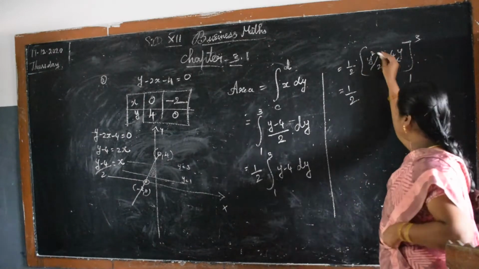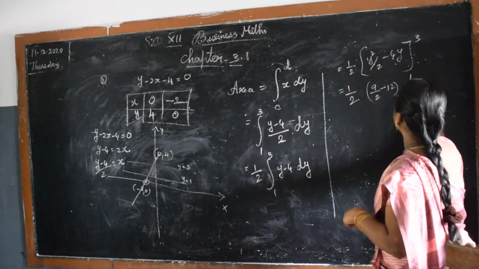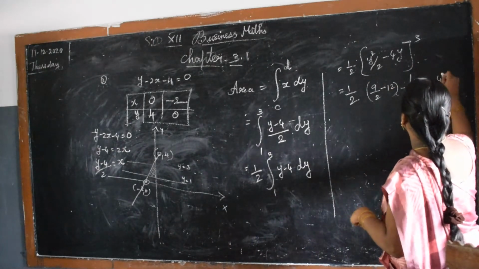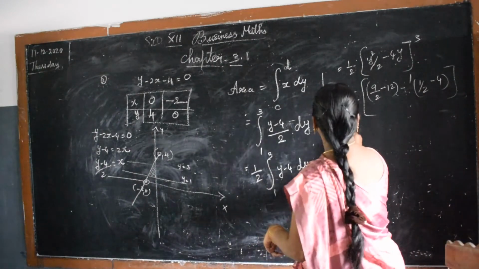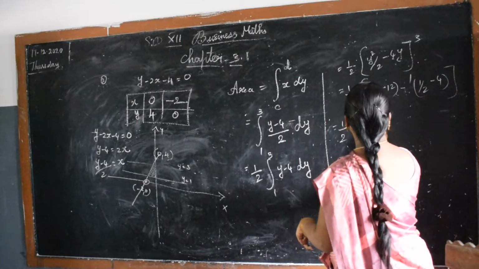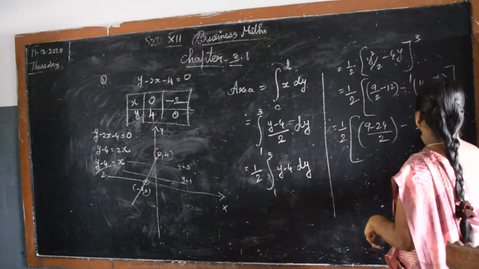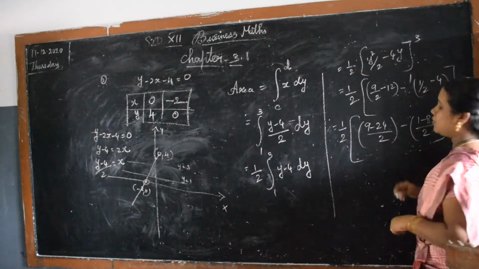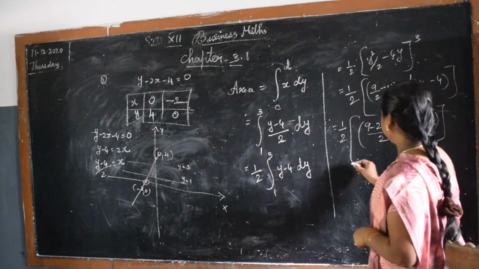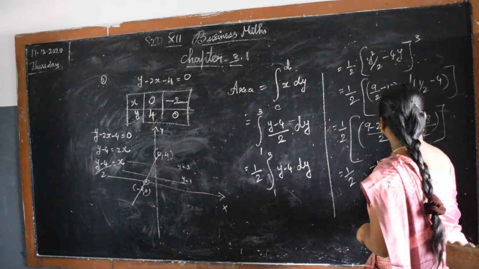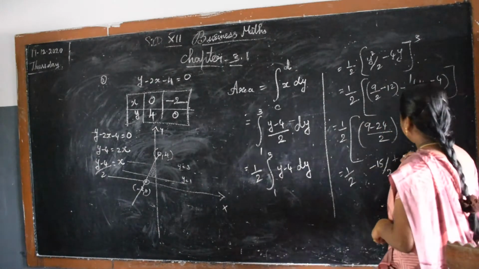Substitute the upper limit here. 3 3s are 9. 9 by 2 minus 4 3s are 12. Minus half minus 4. Upper limit minus lower limit. Now 9 minus 24 by 2, minus 1 minus 8 by 2. What is the answer for this? What is 24 minus 9? Tell me. 15. Minus 15 by 2. Here minus into minus is plus. 8 minus 1 is 7. Plus 7 by 2.